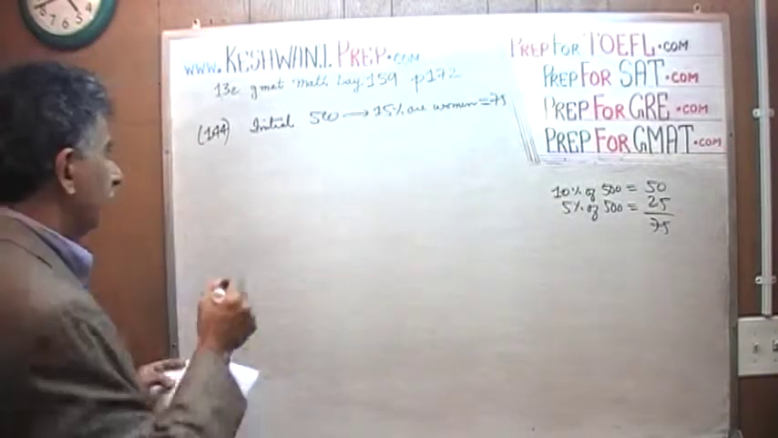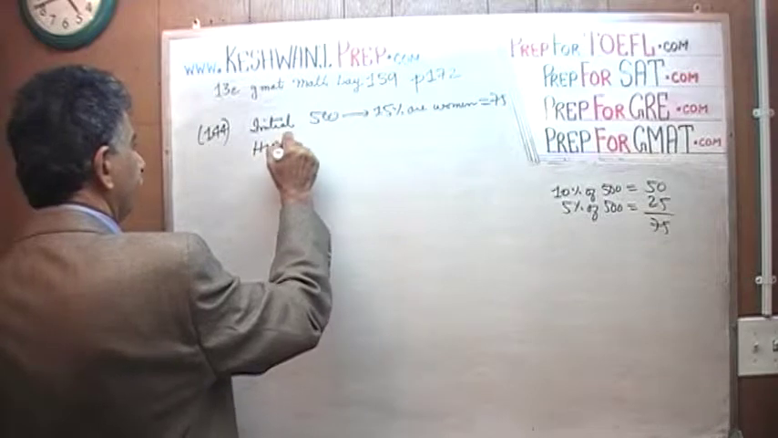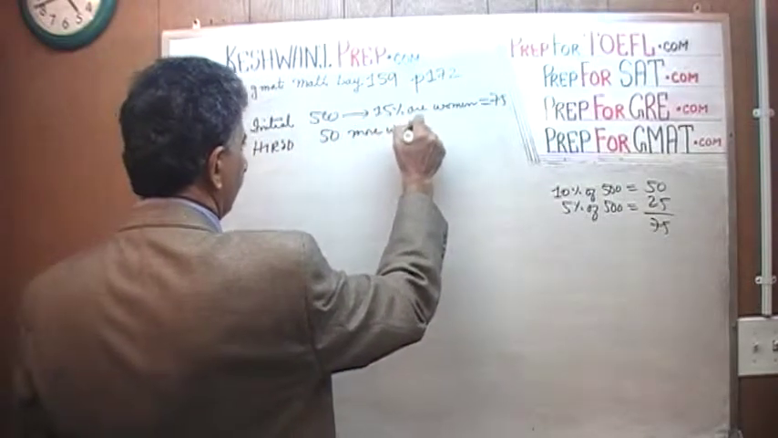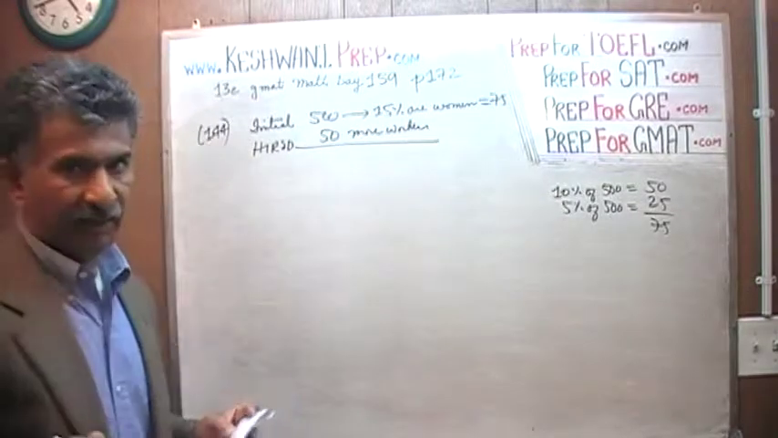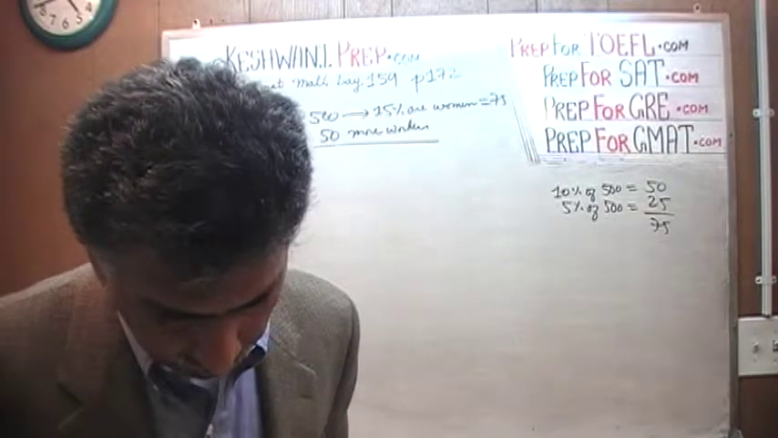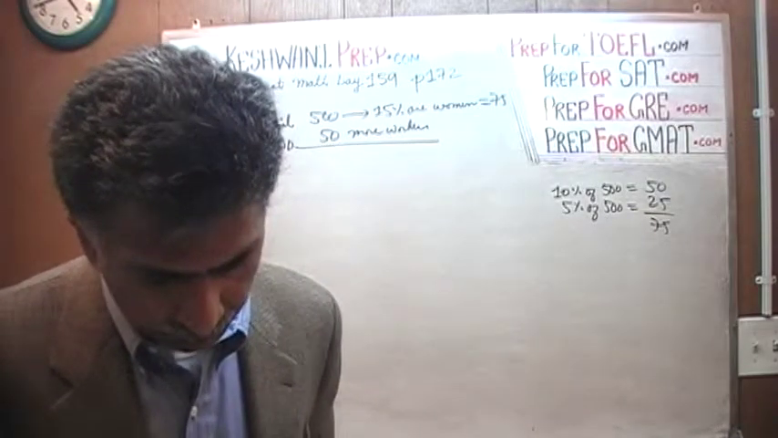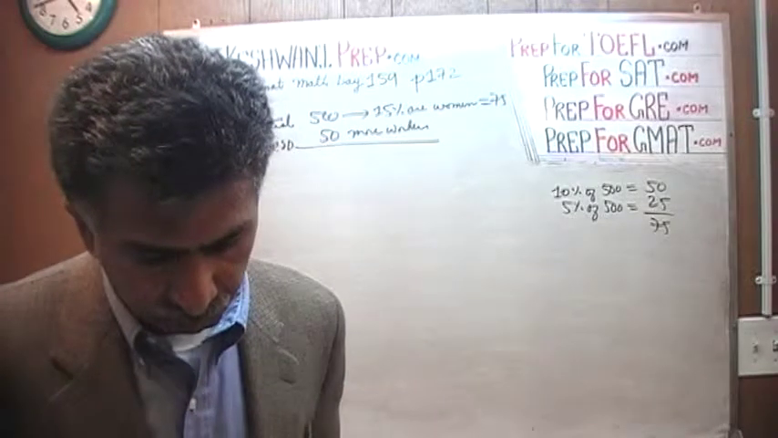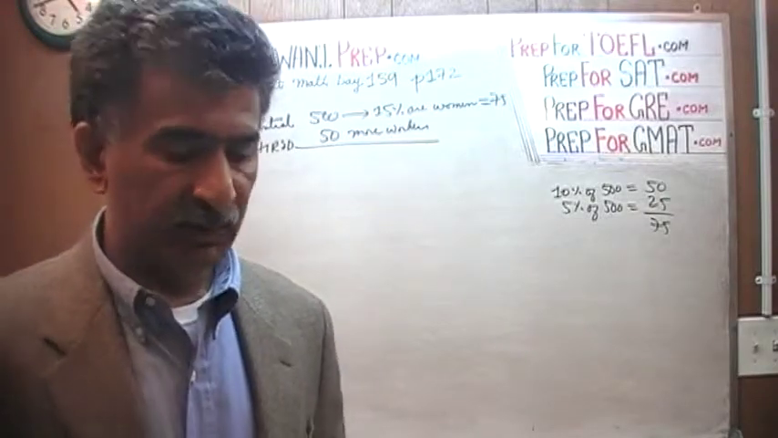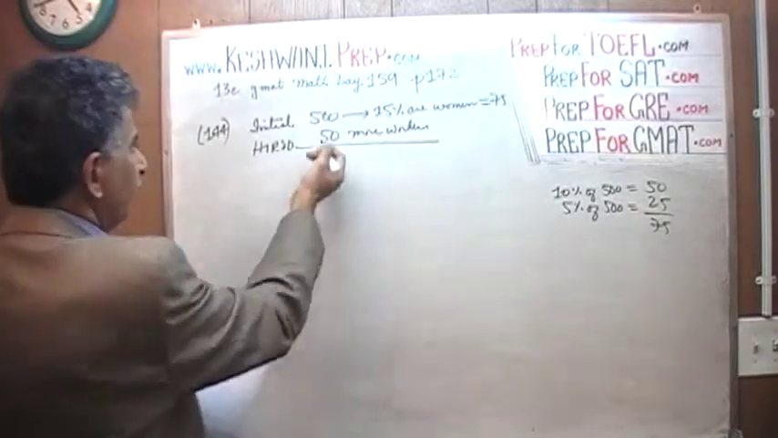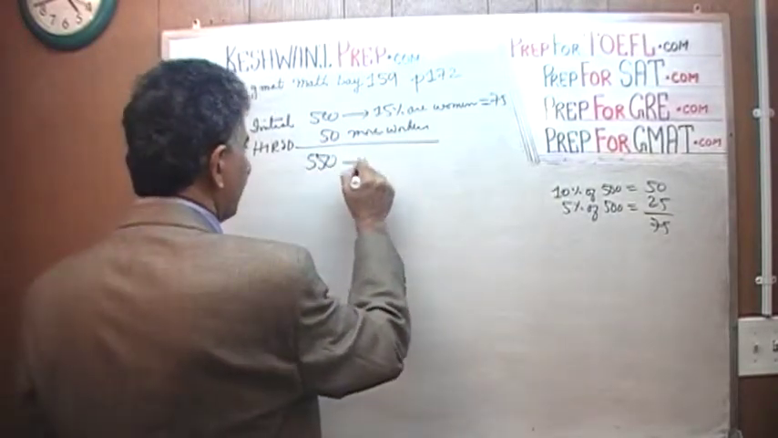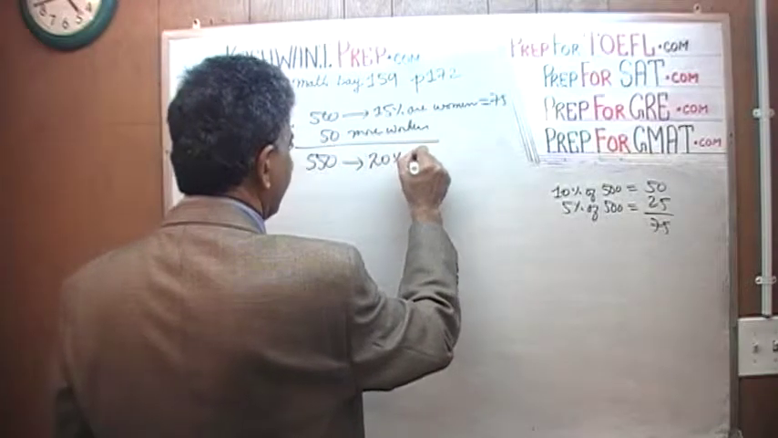Then they hired, we are further told, 50 more workers. Not men or women, 50 more workers is how they tell us. It says if 50 additional workers were hired, how many of these additional workers would have to be women in order for the final percentage of women to be 20? So if you hire 50 additional workers, now we have 550, and we want 20% of this amount to be women.